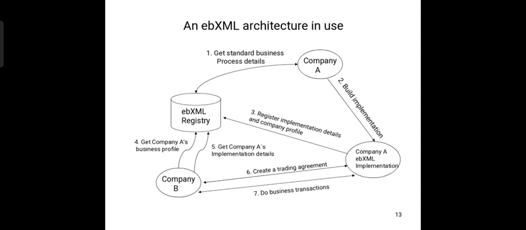the ebXML architecture. First, how we get the data from the ebXML registry. It is a repository where all the information related to business transactions and contact information is stored. If a particular company wants to refer to anything, first we get the standard business process details, and we can build the implementation. Finally, we send the transactions to the particular browser. Through the browser we can send our data to the server.